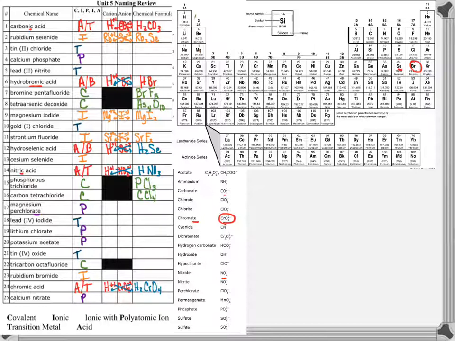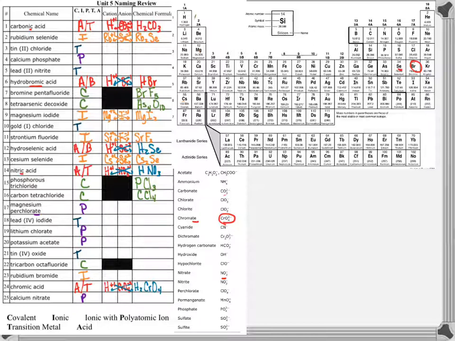Okay, next I have cesium selenide. Cesium is found in group, oops, sorry, that's wrong. It would be Cs. It's in group 1. So Cs has a charge of +1. Selenium is in group 16, -2. We crisscross, it'd be Cs2Se.